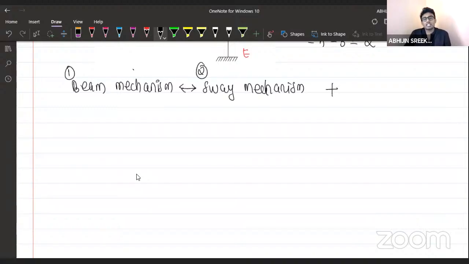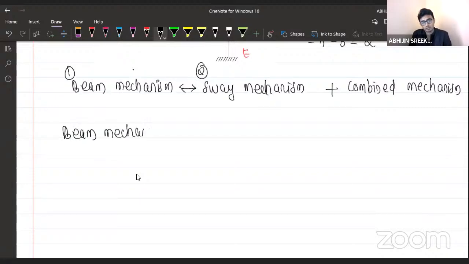Along with this, we need to consider the combined mechanism as well. We'll be calculating the collapse load for the beam mechanism, sway mechanism, and combined mechanism, and we'll take the minimum of these 3 as the collapse load. Clear? So first, let's go with the beam mechanism.